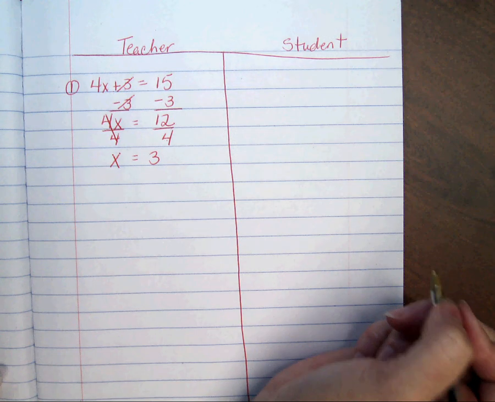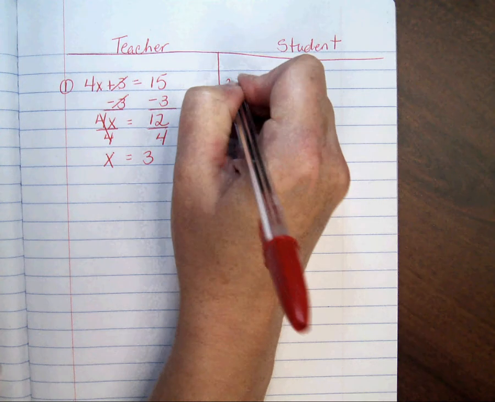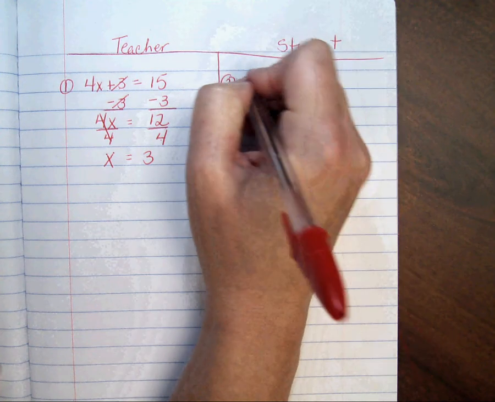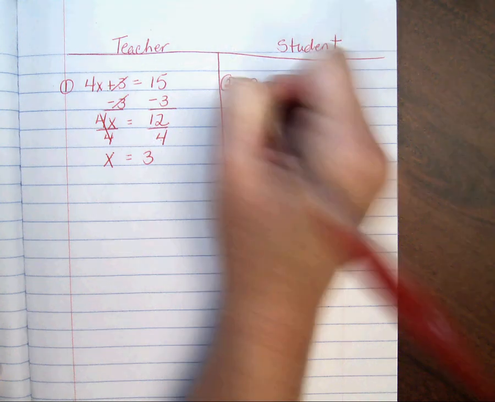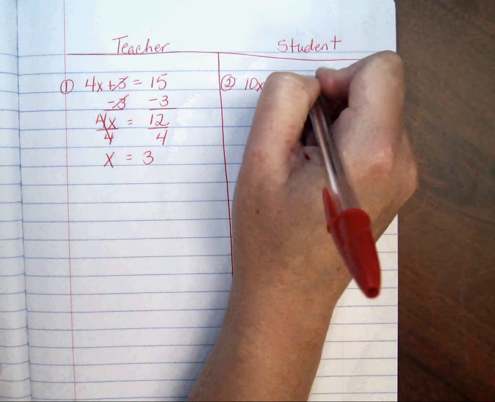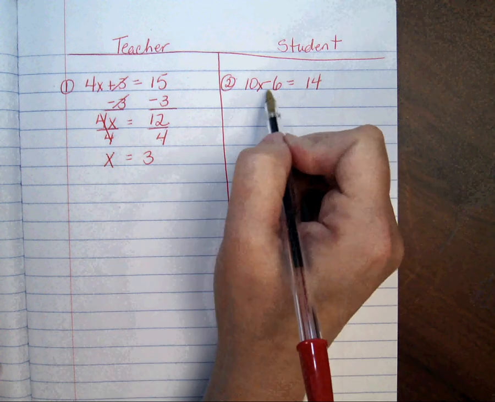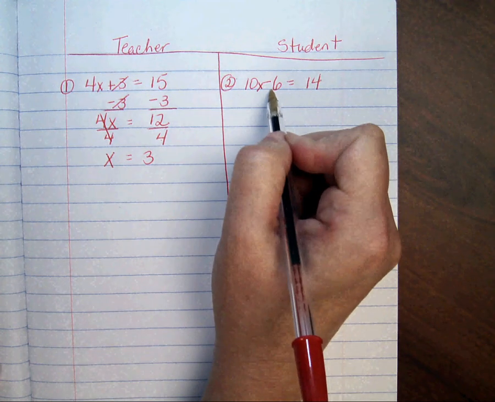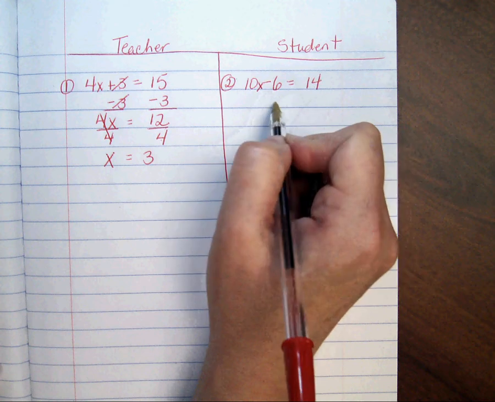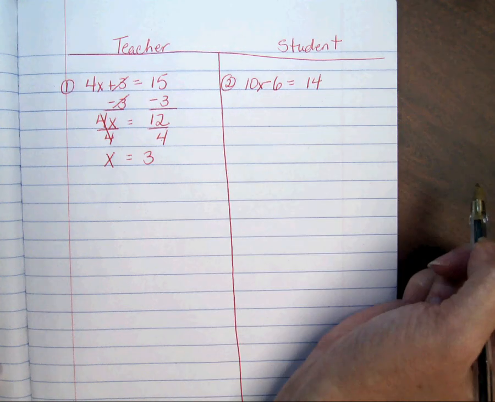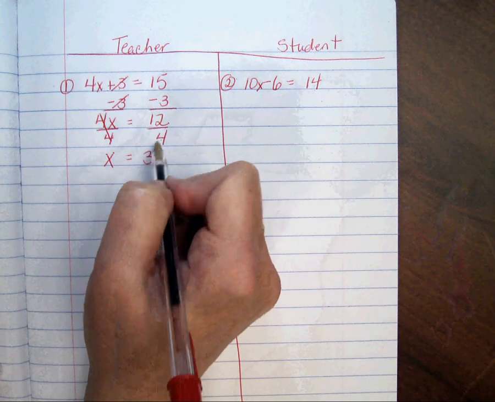So you can do this one on the student side. 10x minus 6 equals 14. Right? Remember, the opposite of what's there is your first step. The opposite of subtracting 6 is adding 6 to both sides. Okay? And then your second step will be to divide by 10. But you need to show the algebraic step, just like I did with number 1.